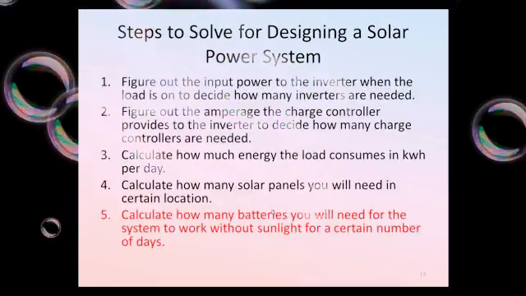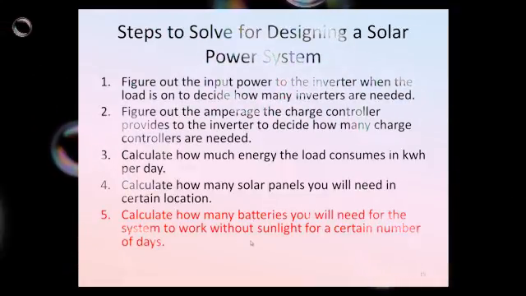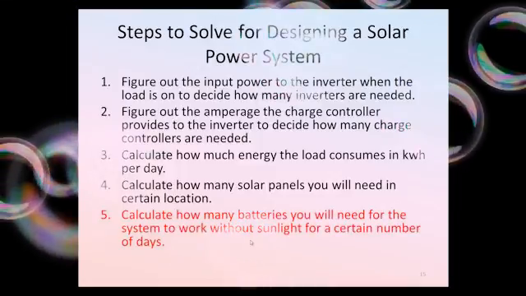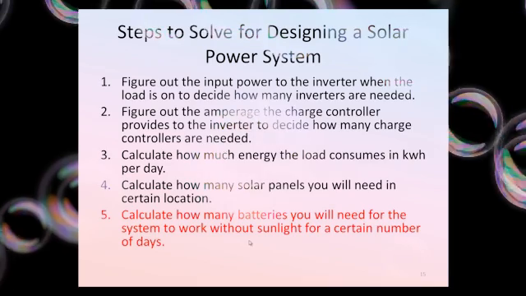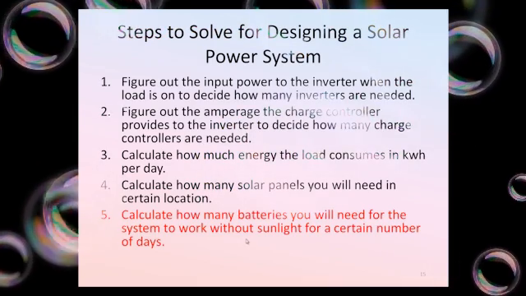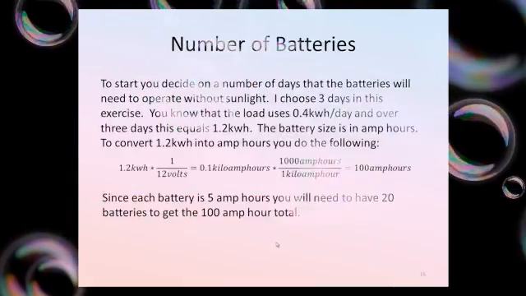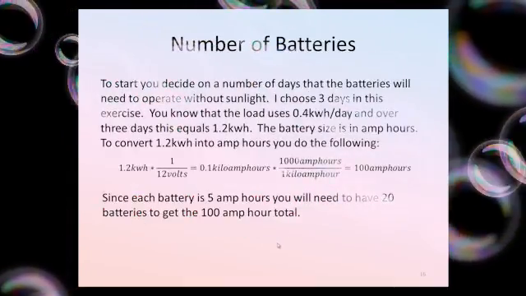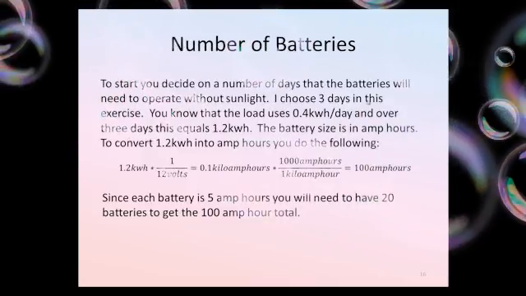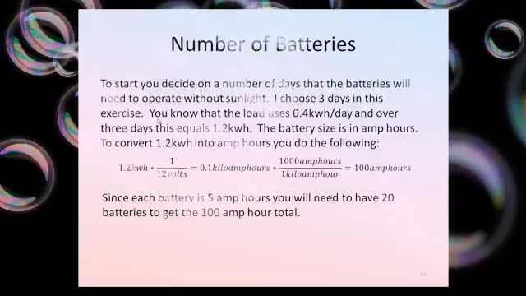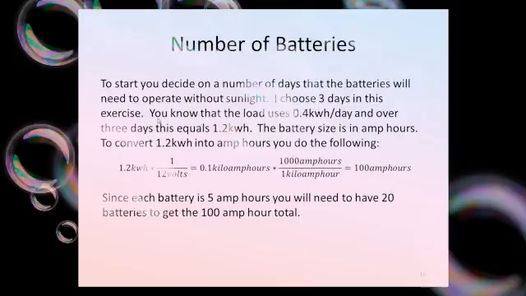So step 5 is now we need to calculate how many batteries we'll need for the system to work without sunlight for a certain number of days. So just think about if you had a storm system come through and it wasn't very sunny for days, you'd have to have some battery backup so you could supply the charge controller and the light bulb to turn on. So we're just going to say 3 days is needed where it's going to be really cloudy or really rainy and we have no sun and we need to power it with all batteries.